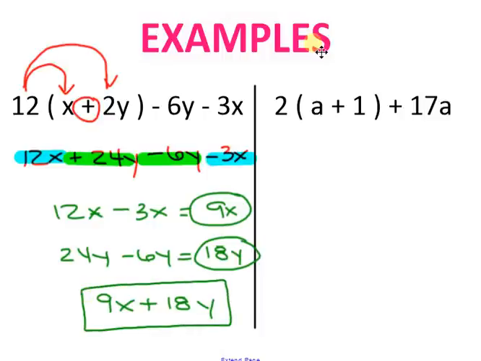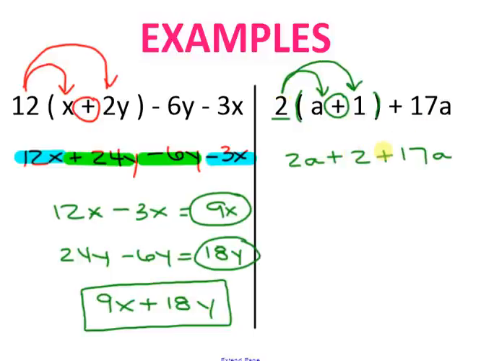All right, let's move on to the next problem. Sorry about that. Okay, so find your parentheses. They're right here. What's the number outside? Okay, it's right here. Let's distribute. 2 times a is 2a. Bring down your plus sign. Now 2 times 1 is 2. Now bring down the rest of your problem.